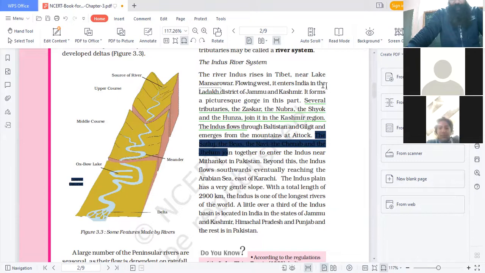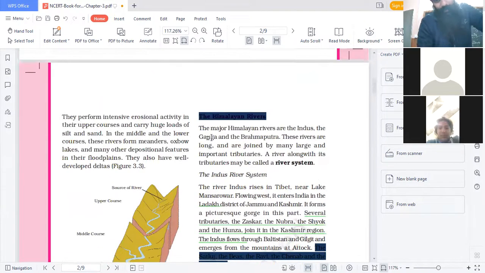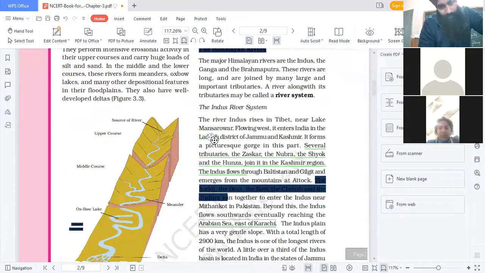Here the Indus is joined by the Kabul River from Afghanistan. And the Indus flows towards the southwest across Pakistan, finally reaching the Arabian Sea east of Karachi.